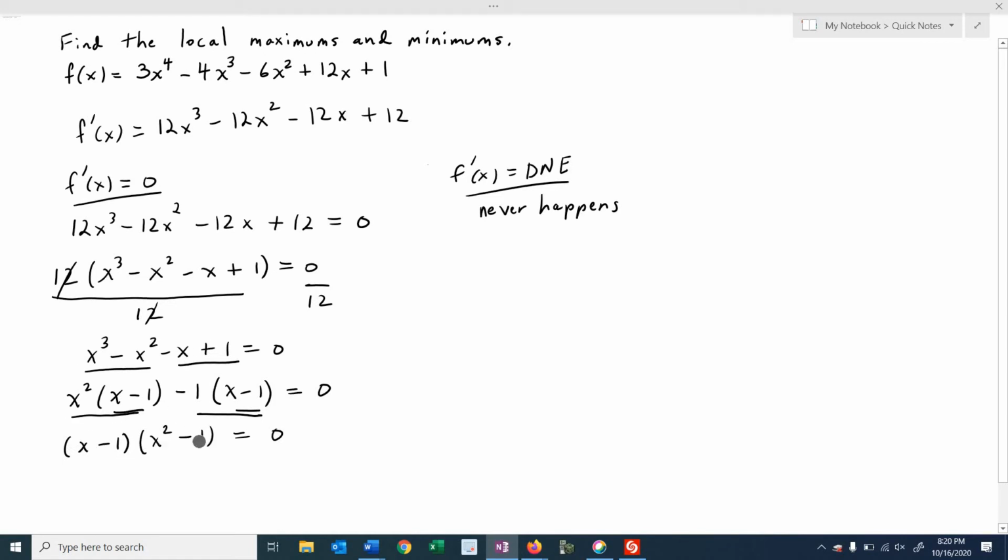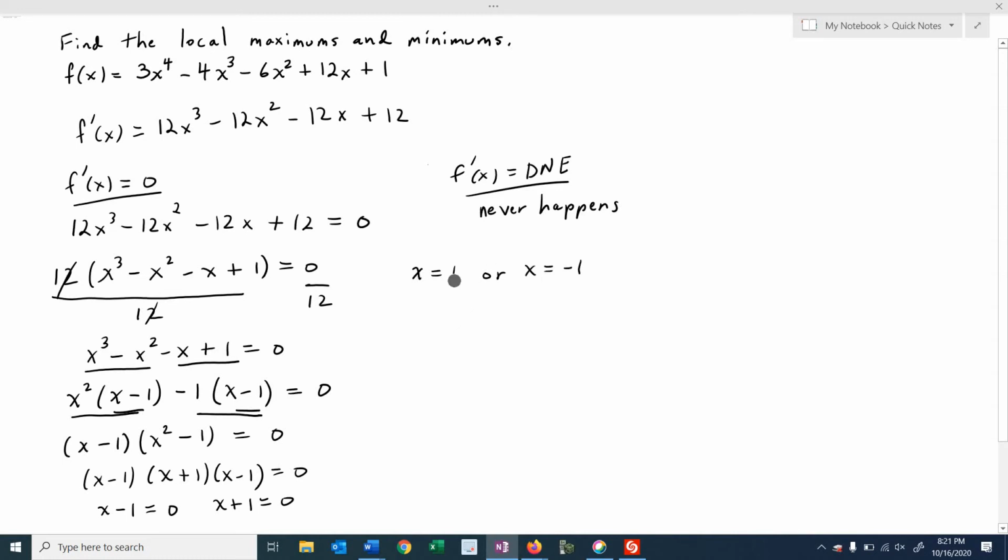Okay, and now we can factor this. That's the difference of squares, so we just get x plus 1 times x minus 1. Then if you go ahead and solve this, x minus 1 would have to be 0, or x plus 1 would have to be 0. And so we end up with two answers here. We get x equals 1, and we get x equals negative 1.